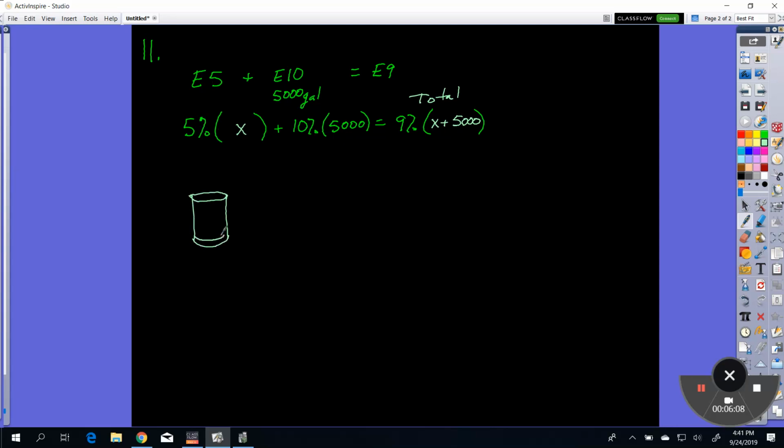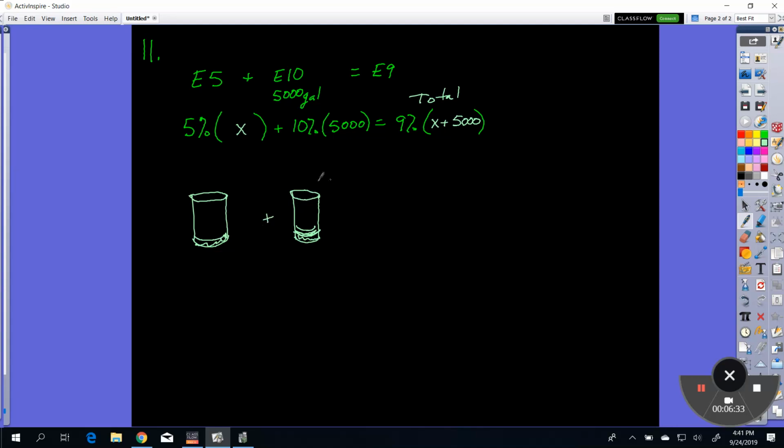Really what we're doing is, if you think of it as a barrel, 5% of this barrel is ethanol. The other 95% is gas. 10% of this barrel is ethanol, and the other 90% is gas. When I add them together, it's going to dilute these two because this doesn't have as much ethanol. It has more gas.